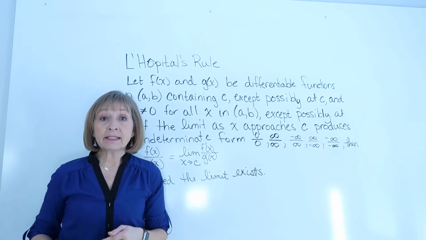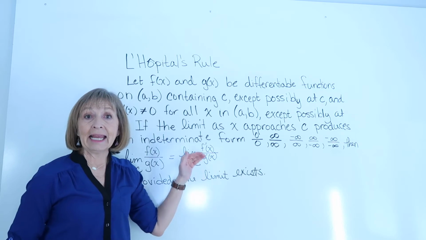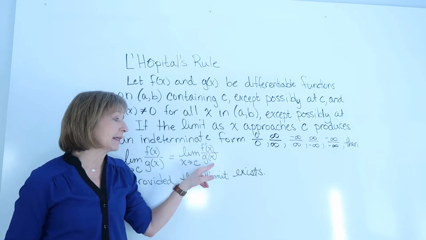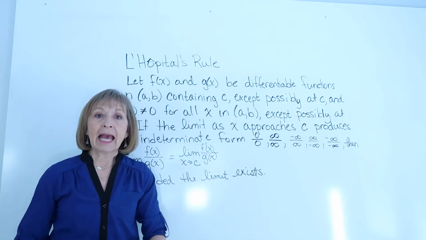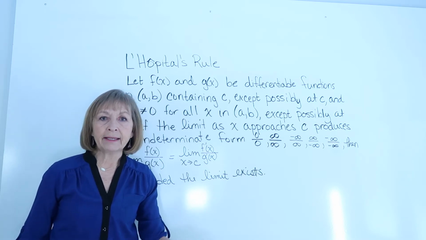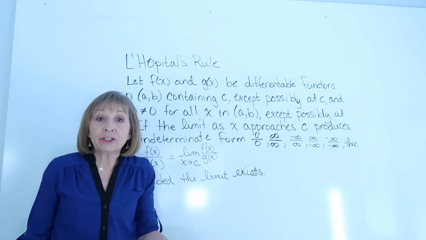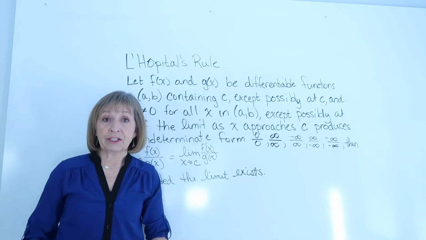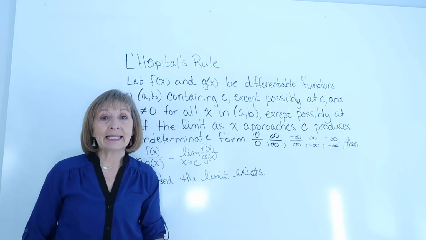Now, once I apply L'Hopital's Rule and take the limit as x approaches c of f prime of x divided by g prime of x, and then I try to evaluate the limit and find out that I still have a 0 over 0 case or an infinity over infinity case, etc., then I can use L'Hopital's Rule again. So there will be certain situations where we apply L'Hopital's Rule more than once to get our outcome.